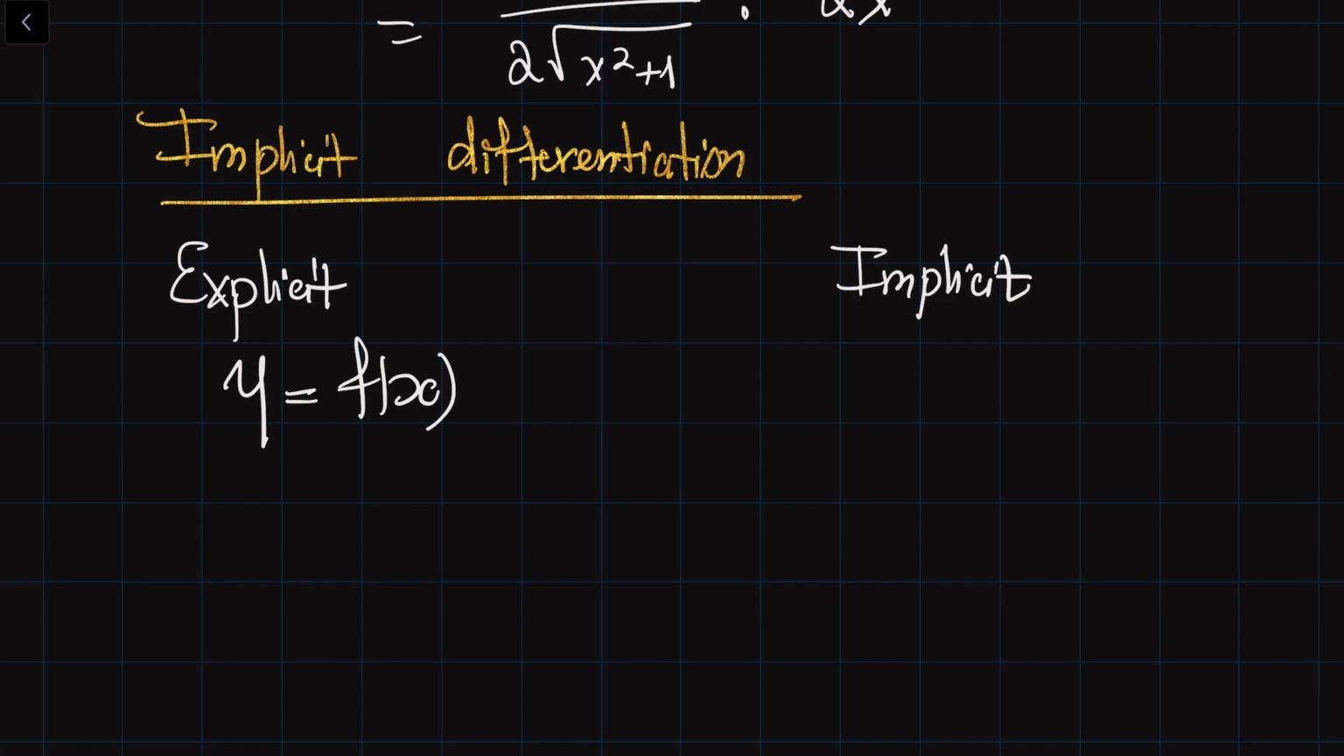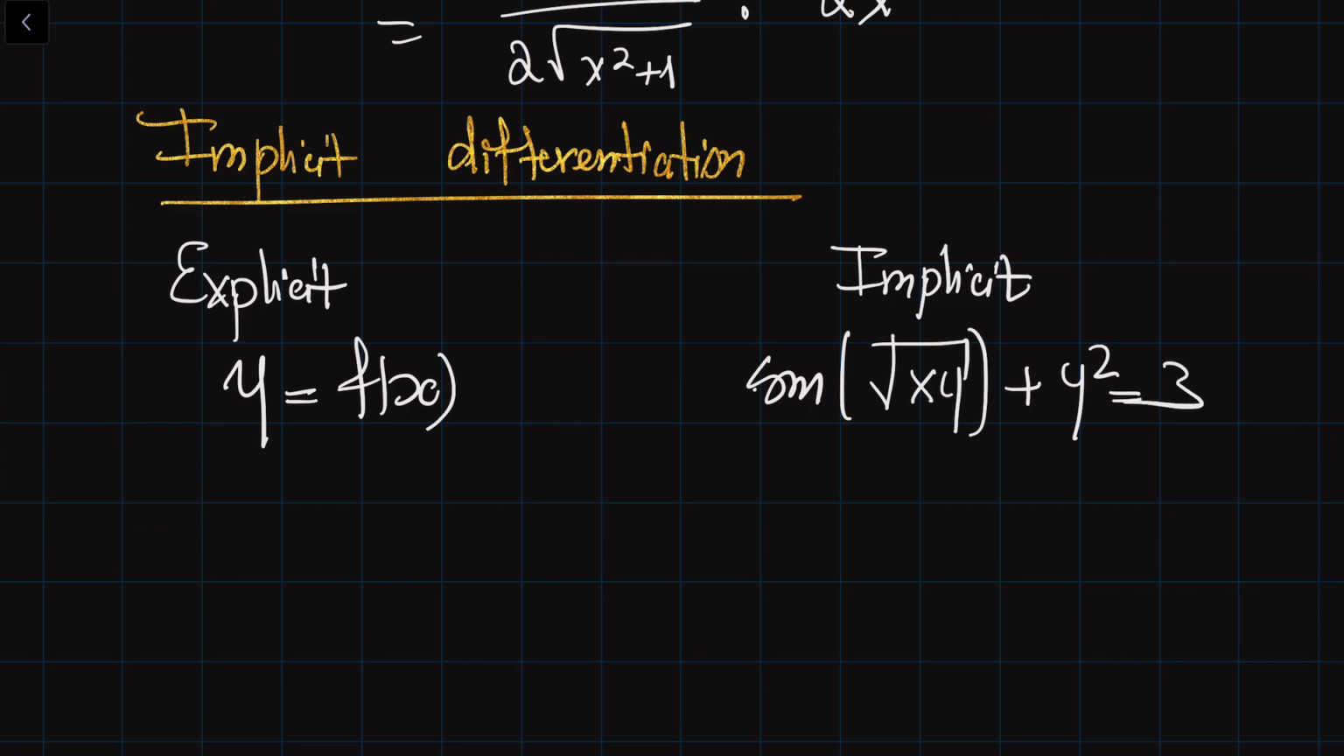Sometimes it is not possible to do this. Okay? For example, if you are given some complicated function, like sine of the square root of xy plus y squared equals 3. Okay? This is an implicit function. So there is a dependency between x and y. And I can express the dependency using this equation.